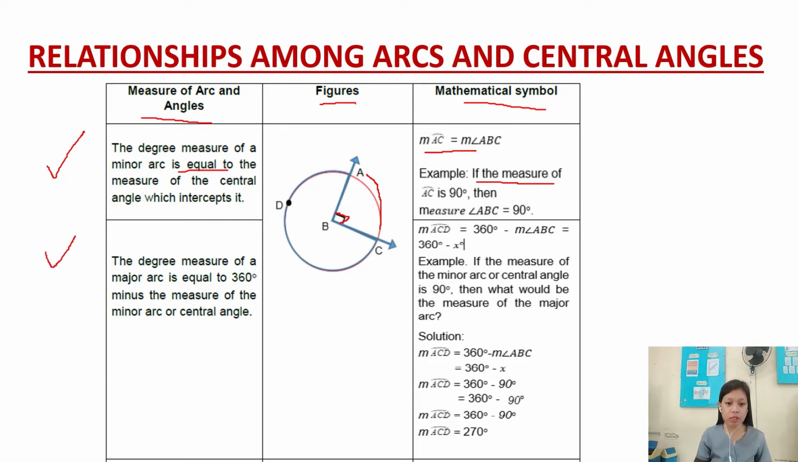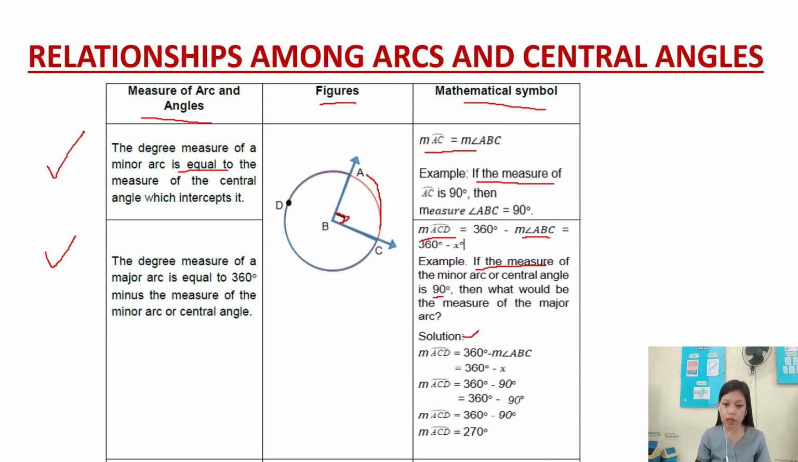Second, the degree measure of a major arc is equal to 360 degrees minus the measure of the minor arc or central angle. Example, the measure of arc ACD is equal to 360 degrees minus the measure of angle ABC. If the measure of the minor arc or central angle is 90 degrees, then what would be the measure of the major arc? Here is the solution.